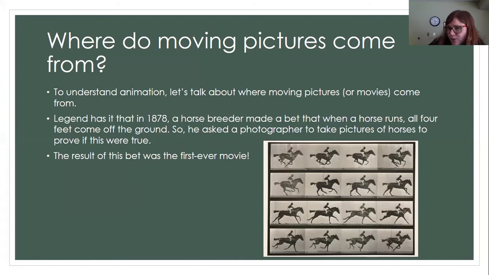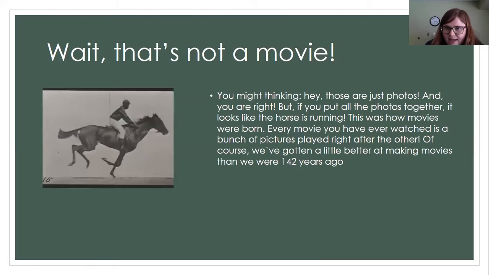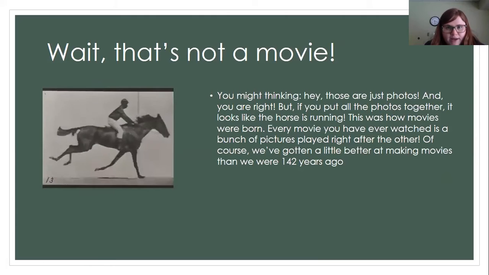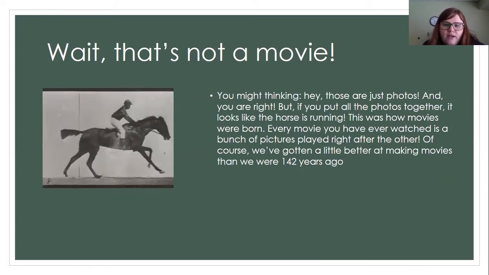So to understand animation, we need to understand where moving pictures come from, or movies, or videos. So legend has it, back in the late 1800s, a horse breeder made a bet that when a horse runs, all four of its hooves come off the ground. To prove it, he had a photographer take pictures of the horse as it ran, and when they laid the photos next to each other, it made a sequence. Even more special, they realized that if they played that sequence, it looked like the horse was running in front of them. You might not think that that's what a movie is, but it is what a movie is.